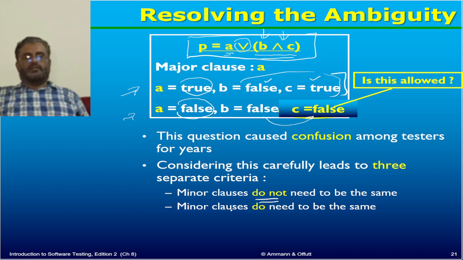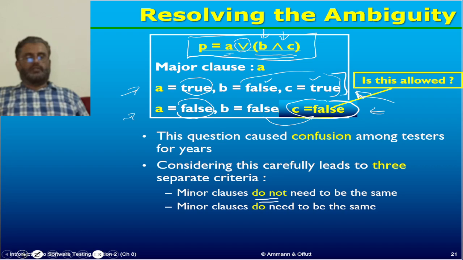And the second is that the minor clauses do need to be the same. In that case, this will not be allowed. It means when the major clause value changes from true to false, we must keep the same values which were in the true case of the major clause. The minor clause values will remain the same as they were in the true case, and they must be the same when the major clause value changes from true to false.